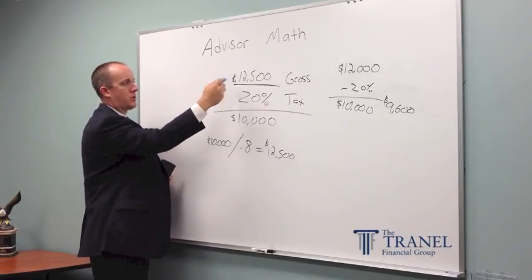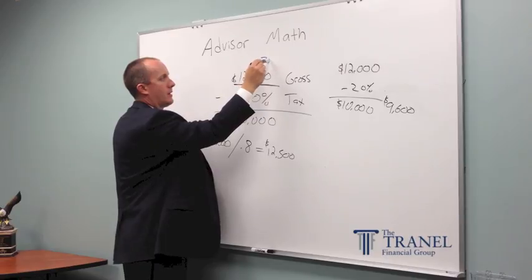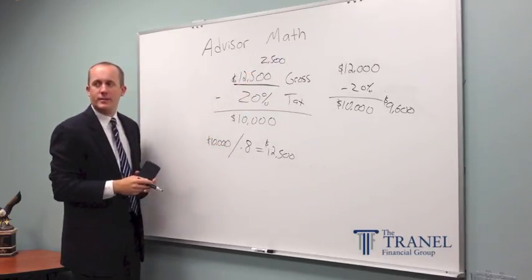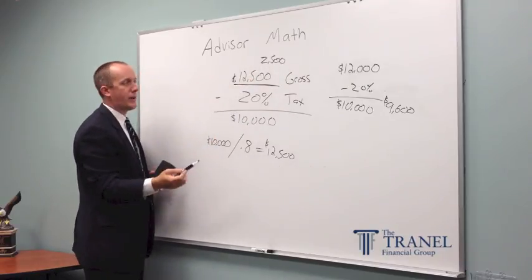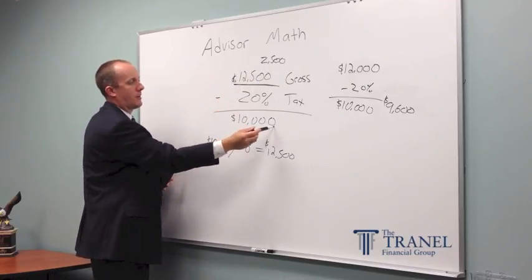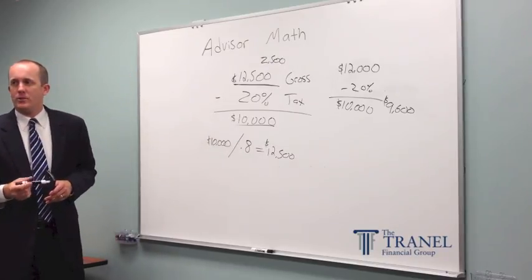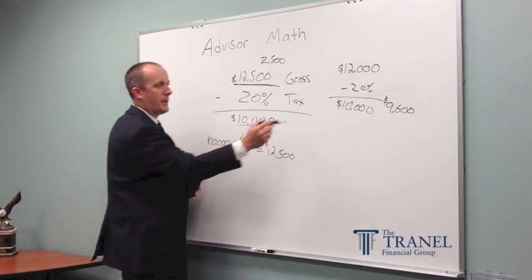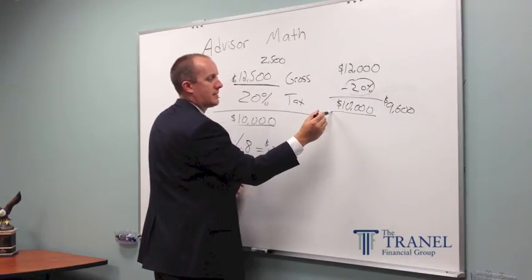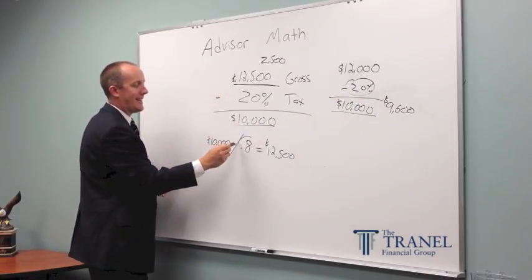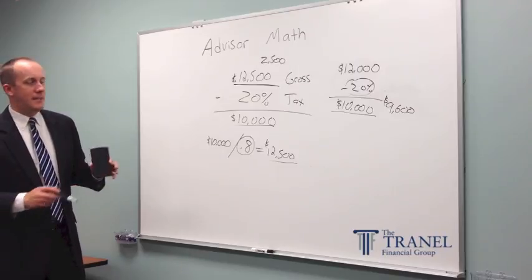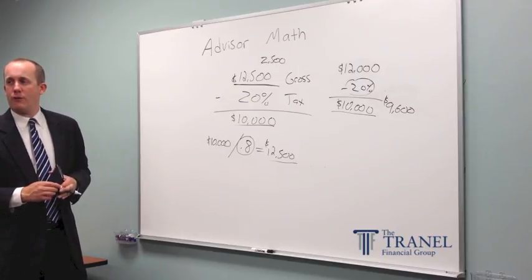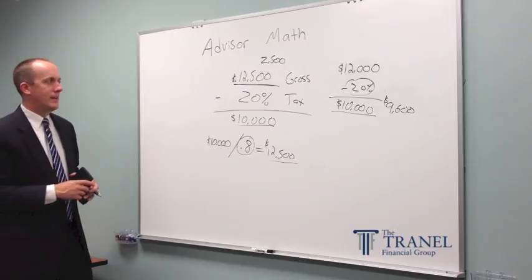20% of $12,500 is $2,500. So if we removed 2,500, 20%, from this number, you get 10,000. So it is not as simple as applying the tax to the net. You have to apply the inverse of the tax to the net, divide it out, and that's what gives you the gross.